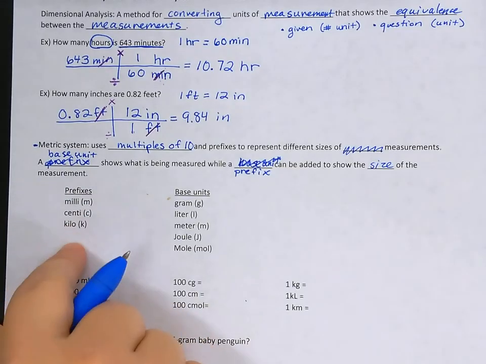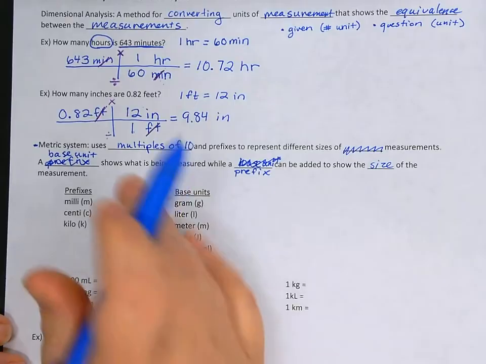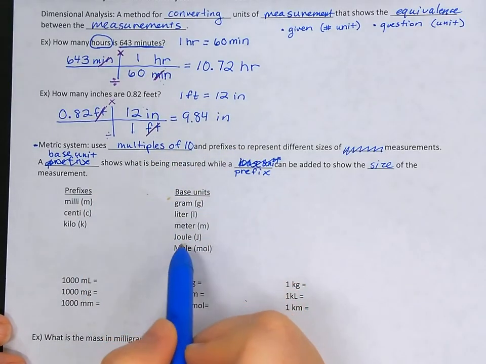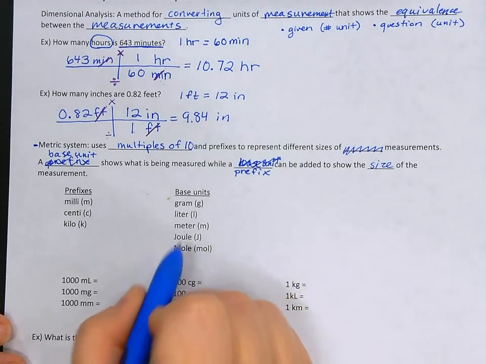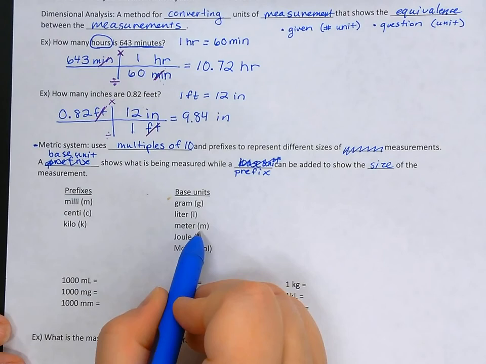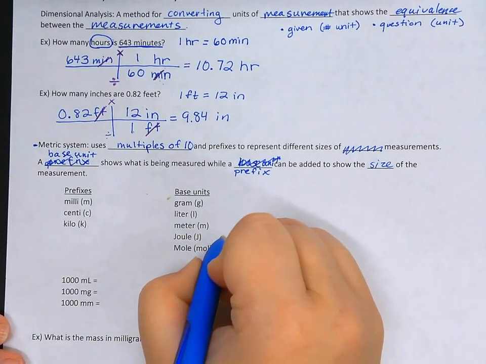Now you might be familiar with some of these. So let's just take a look. We'll talk about the base units first. So our base units are grams, liters, meters, joules, moles. We've already talked about how grams measure mass, liters measure volume, meters measure distance, but these other two are newer. Joules measure energy.